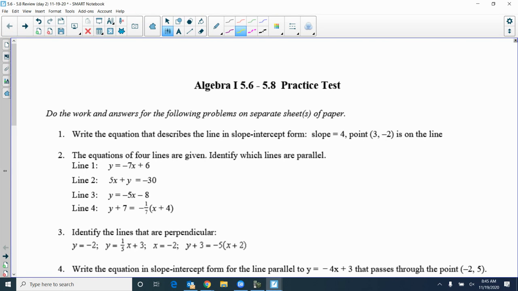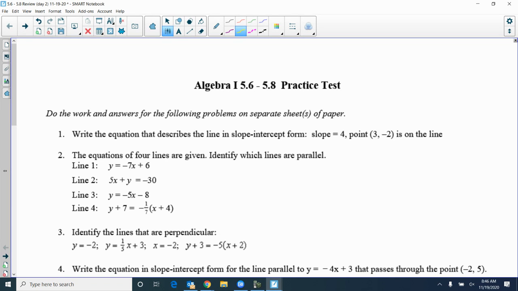Write the equation that describes the line in slope-intercept form. Slope of 4, point is 3, -2 on the line. So here, we have most of the information that we need. If I want to put it in this form, y equals mx plus b, I'm always going to have y. I need to know what m is. I'm always going to have x. And then I need to find b.